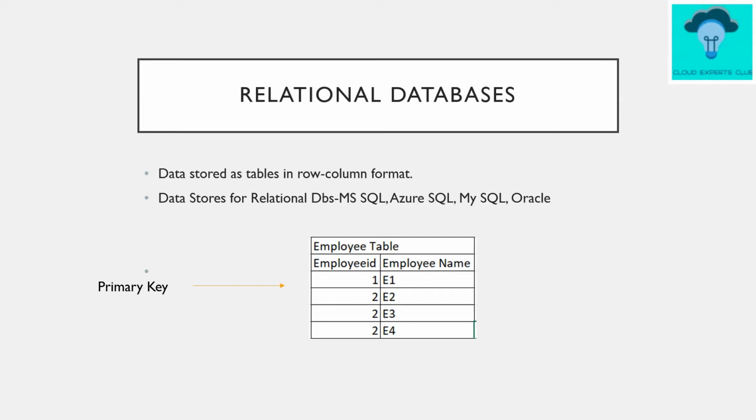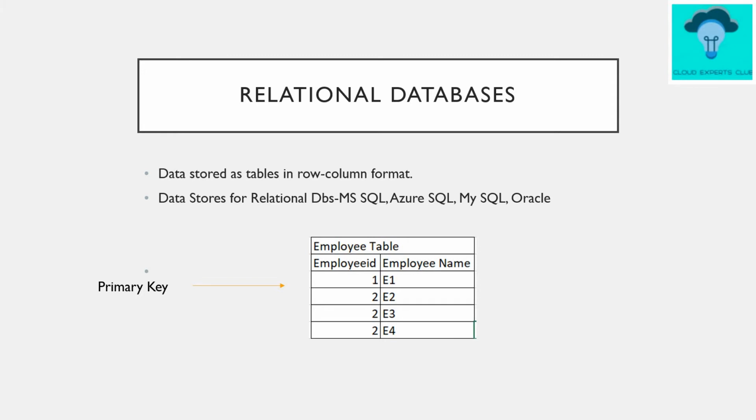The different ways in which relational databases can be stored are the traditional Microsoft SQL Server, which can be on premises or on Azure Cloud as a virtual machine; the Azure SQL Database, which is a platform as a service offering from Microsoft; then the MySQL service; and then Oracle databases. We will be diving into each of them in detail in subsequent sessions.